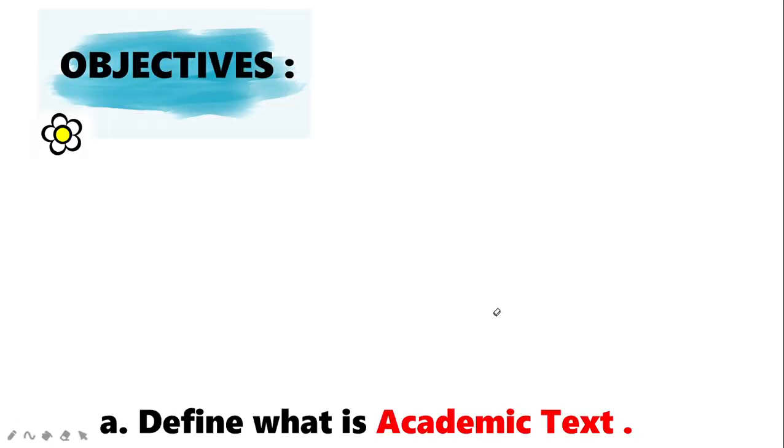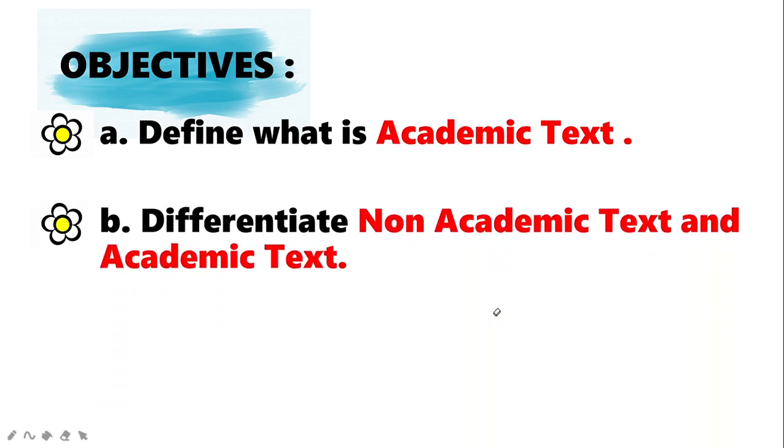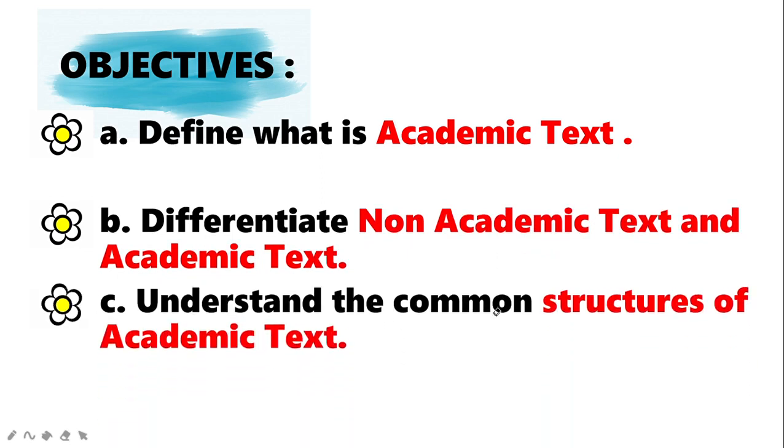Objectives. Define what is academic text. Differentiate non-academic text and academic text. And the last one, understand the common structures of academic text.